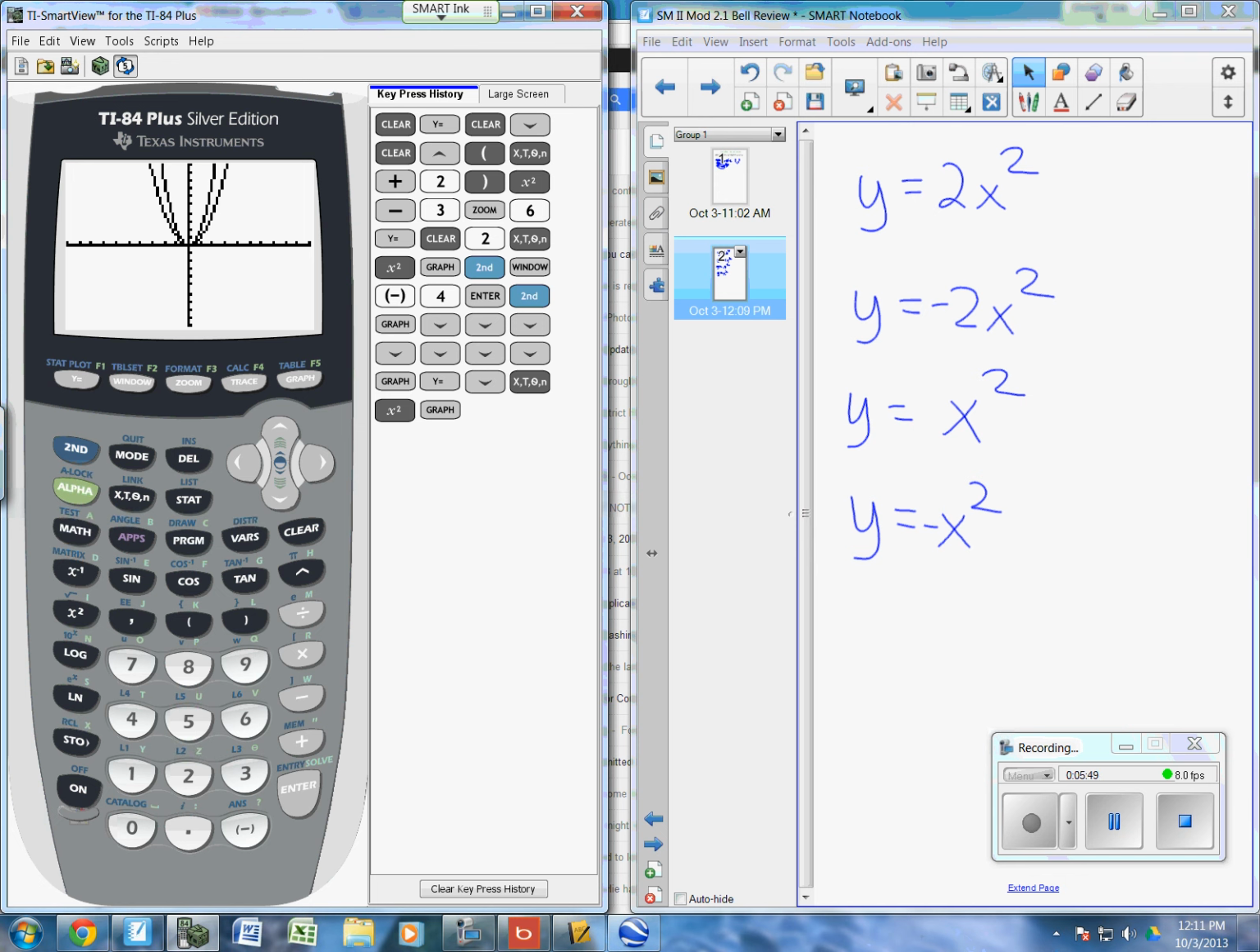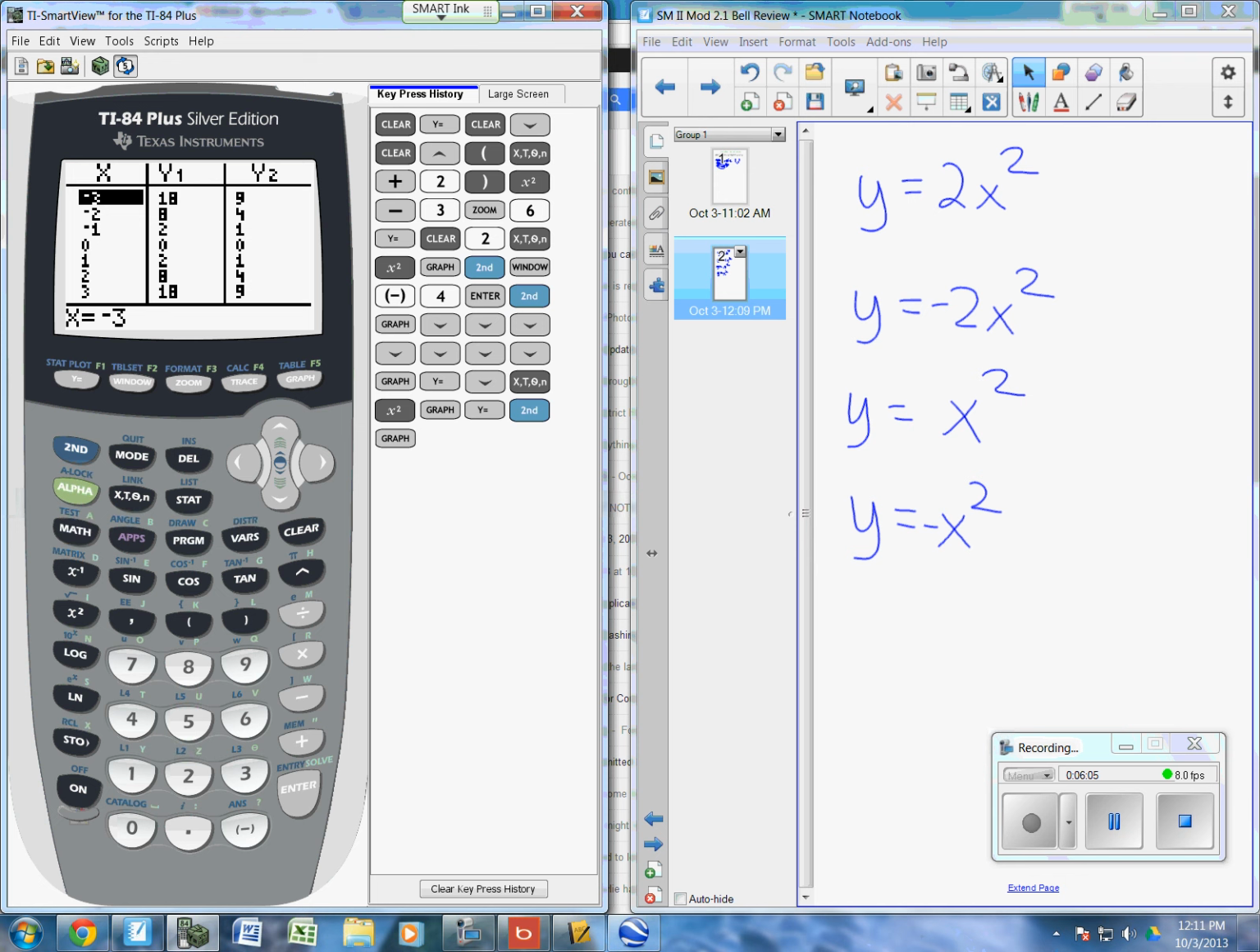You can see that 2x squared is narrower than -x squared. You can also see on the table, if I go to the table, it shows me both of them at the same time. You can see when x is -3, y1 is 18, whereas y2 only goes up to 9. So you can see that y1, the 2x squared, is growing at a faster rate.